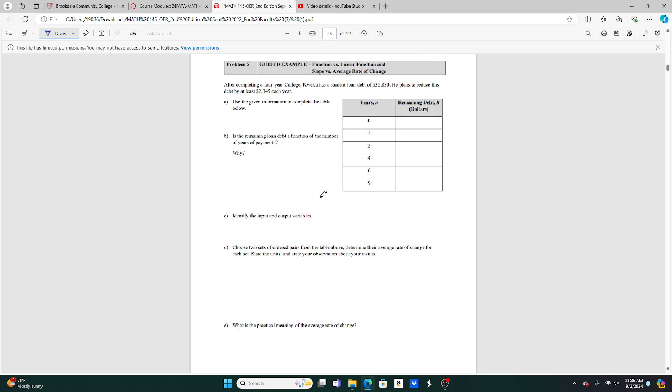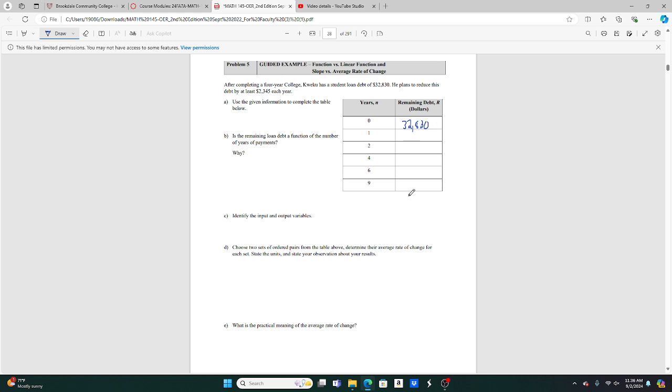Let's take a look when things are going down over time. After completing a four-year college, Kei Waku has a student loan debt of $32,830. He plans to reduce this debt by at least $2,345 a year. Use this information to complete the table. I'm going to start out with the first part and kind of jump my way down a bit and see how you would do with this. So at year 0, we'd be at $32,830. That's how much money he's going to have in debt.